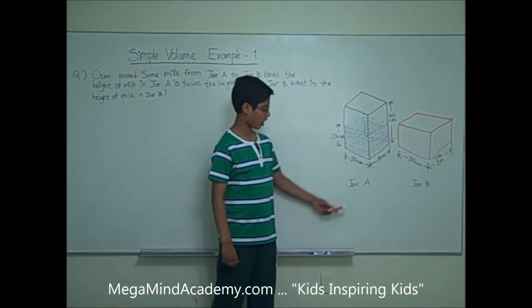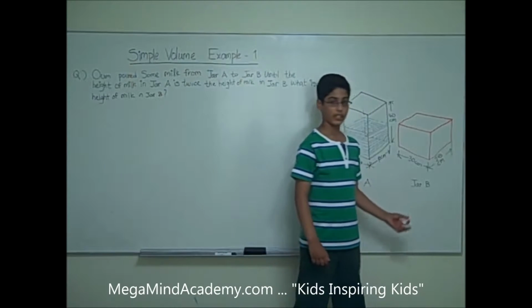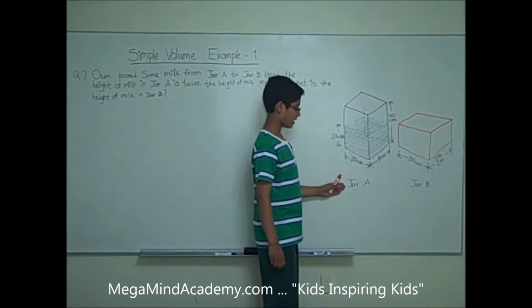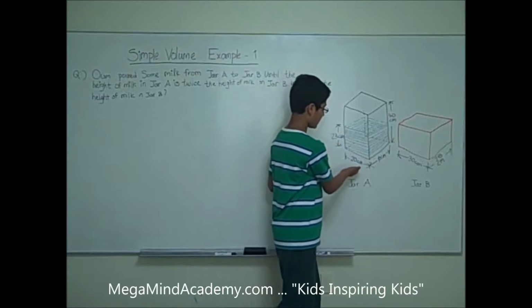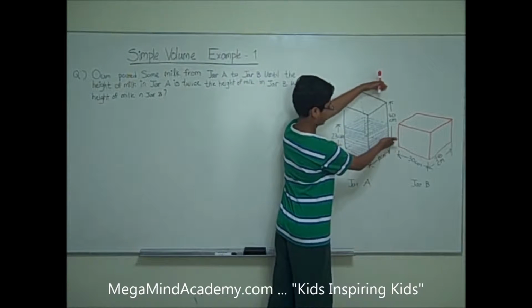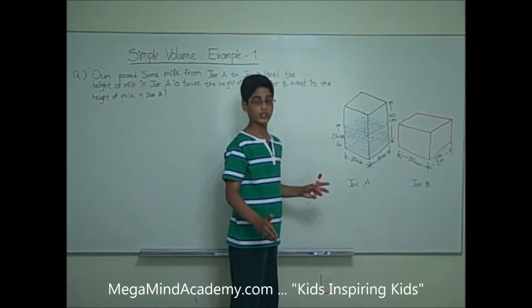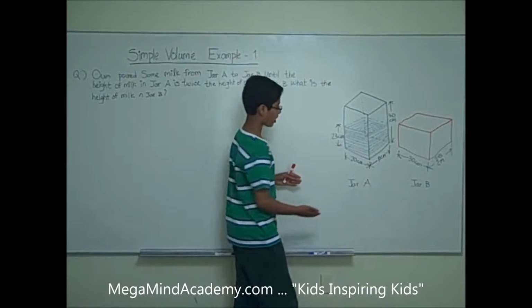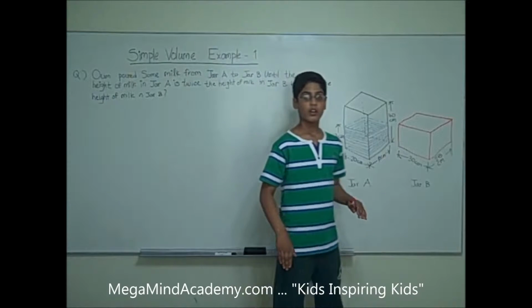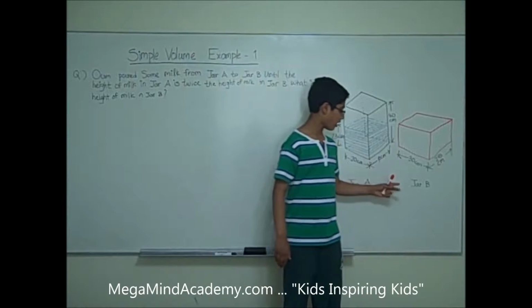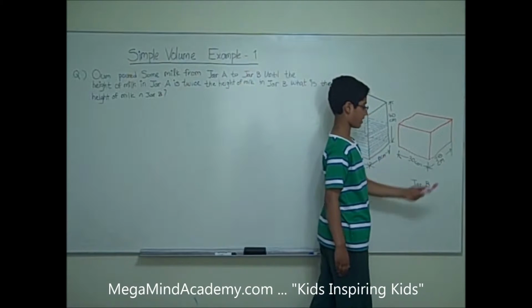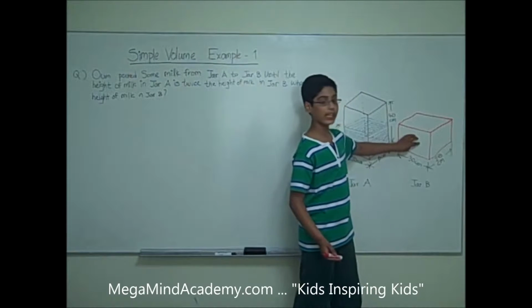These are the two jars, jar A and jar B. The dimensions for jar A is the base is 20 centimeters by 10 centimeters, and jar A is 40 centimeters tall. Also, the height of the milk in jar A is 23 centimeters. The dimensions for the base of jar B is 30 centimeters by 25 centimeters. It is completely empty right now.